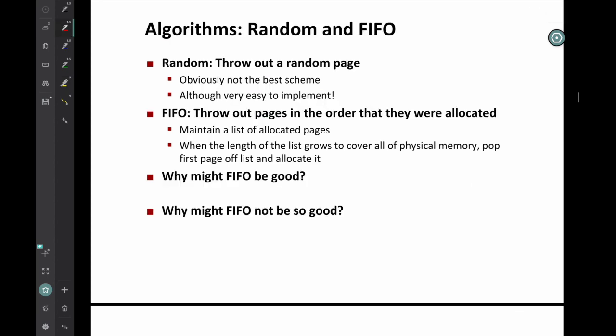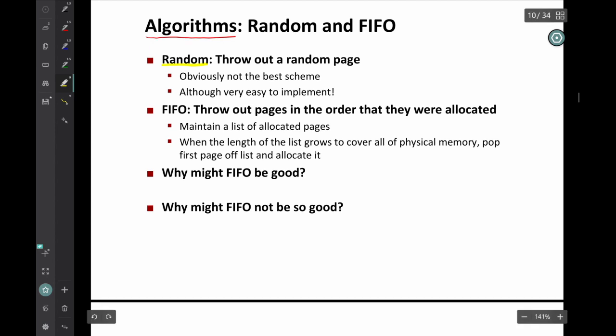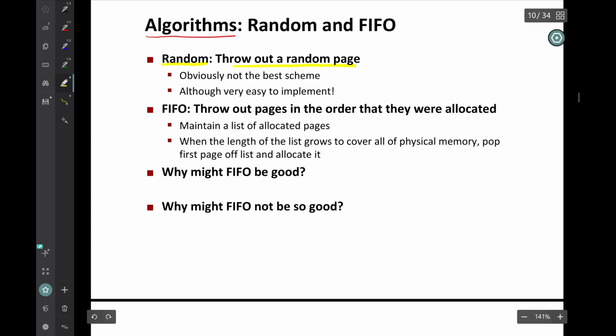Okay, now let's talk about some page replacement algorithms. As we said, there's no one good algorithm, but we will be discussing a set of them. We will start with the random algorithm. The random algorithm is when the memory is full, you kick out a random page. You page out a random page frame from the physical memory. Obviously, it's not the best one, but it's very easy to implement.